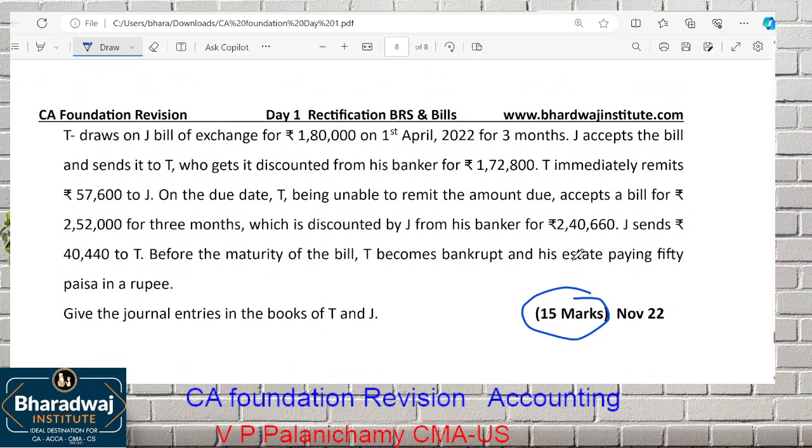It's an accommodation bill. T draws a bill on J for 1,80,000 for 3 months. Let's assume you are T, I am J. You drew the bill for 1,80,000 for 3 months. I accepted the bill and sent it, and you discounted the bill for 1,72,800. In that you are remitting 57,600 immediately to me. First let us do for this, then proceed further.